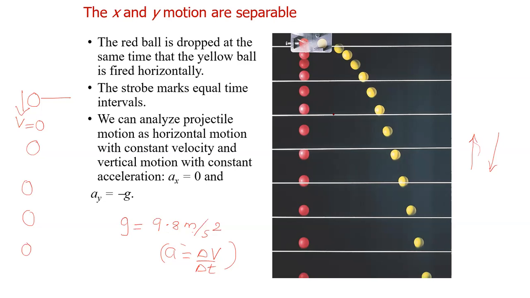Now the yellow ball. What this diagram shows you is that at the same time, you drop this one and you shoot, or fire, the yellow ball horizontally. That means this one has some velocity. And then what happens? So this is the path. Now this one takes some parabolic path and we are going to analyze this motion.